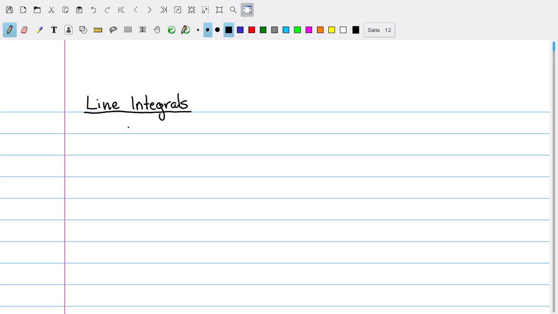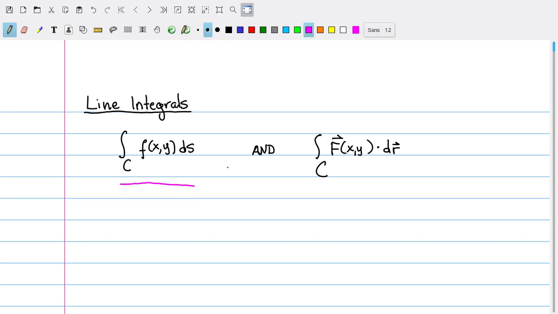Today we're going to learn about line integrals. Specifically, we'll learn how to interpret and calculate the following two kinds of expressions. The first is the integral of a scalar valued function over a curve C. The second is the integral of a vector valued function over a curve C. We'll also consider analogous expressions in 3 dimensions.